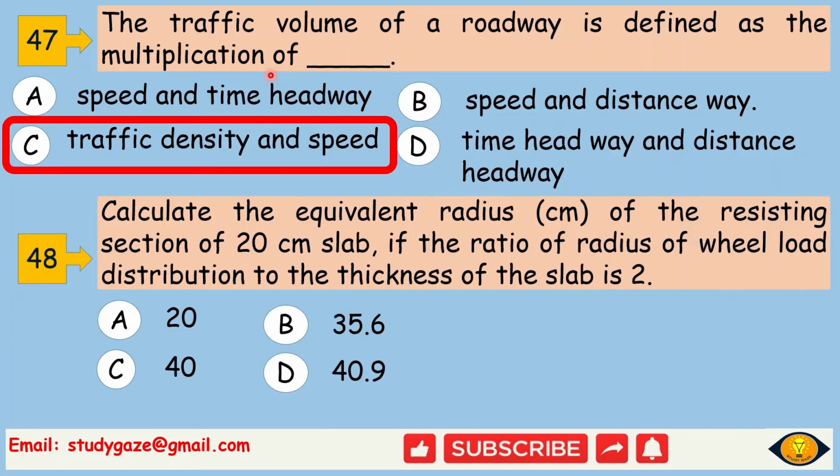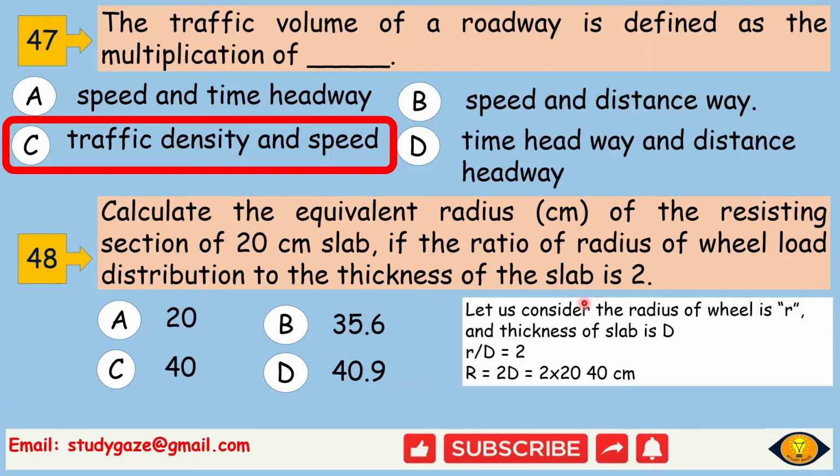Next, calculate the equivalent radius in centimeter of the resisting section of a 20 cm slab if the ratio of radius of wheel load distribution to the thickness of the slab is 2. So what is the equivalent radius? As we know, radius of the wheel is r, thickness of slab is d. The r by d equal to 2. So r equal to 2d. Capital R here also. 2 into 20, that will equal 40 centimeter. So the answer will be C, 40.